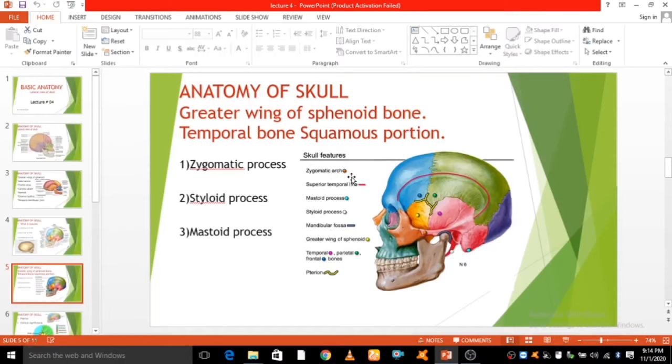Zygomatic process: look here, this area is the zygomatic process. This line is the superior temporal line. This one is the mastoid process, and this area is the styloid process. This is the mandibular fossa. And look, this one is the greater wing of sphenoid, this is temporal, this is parietal, and this bone is frontal.